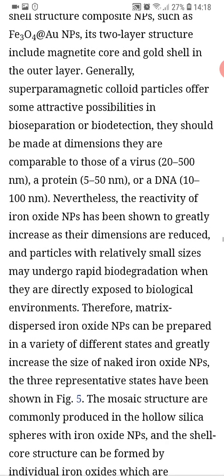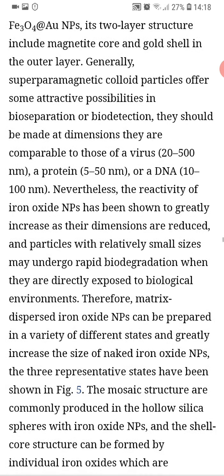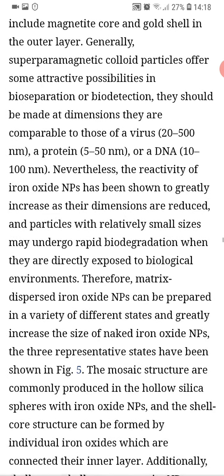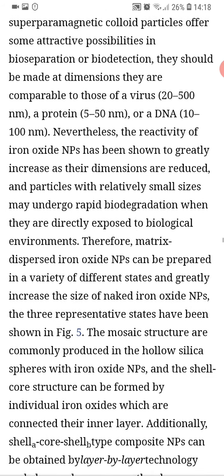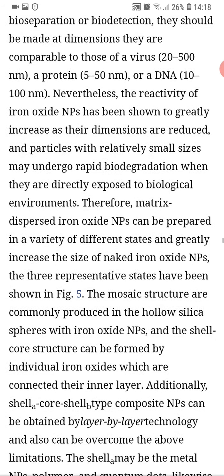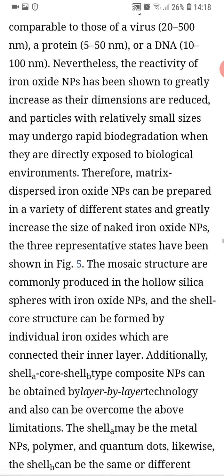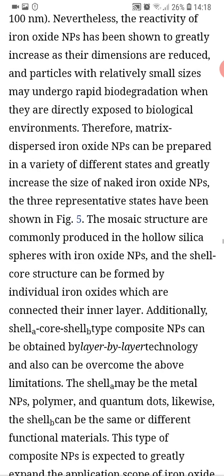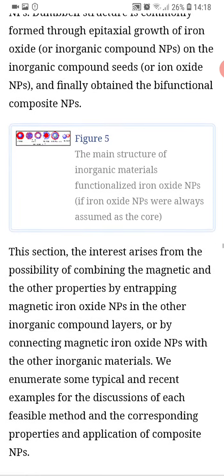Look, bioseparation and biodetection should be made at dimensions comparable to those of a virus, 20 to 500 nanometers, a protein, 5 to 50 nanometers, or a DNA, 10 to 100 nanometers. Yeah, and then you look at the size of the nano stuff.